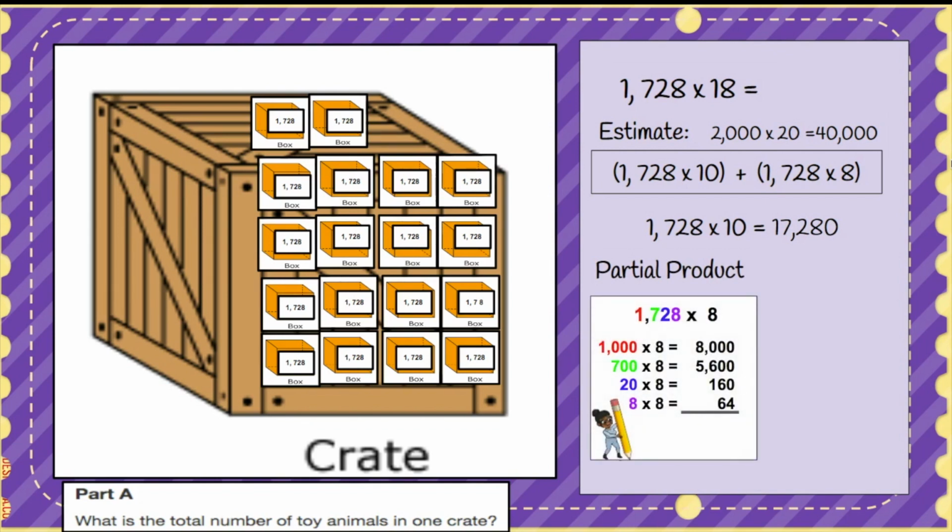I'm going to multiply each place value times 8. So I have 1,000 times 8, which equals 8,000. 700 times 8, which is 5,600. 20 times 8, which is 160. And 8 times 8, which is 64. I'm going to take all of those partial products and add them together to get 13,824.